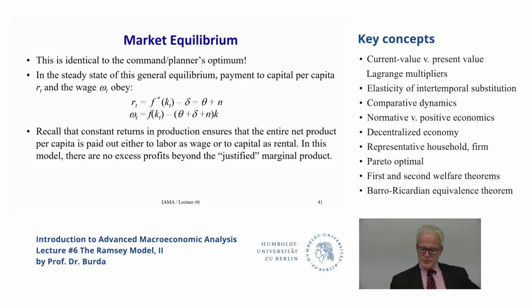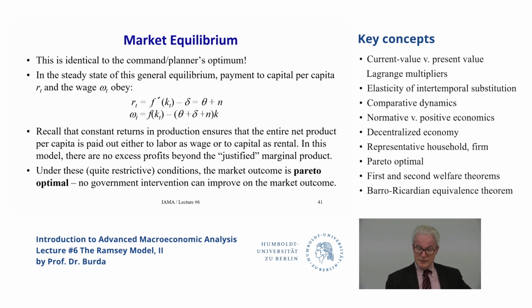So constant returns in production ensures that the net product per capita is actually paid out, and there are no excess profits beyond the marginal product. And that's just an artifact of neoclassical production. We don't have any market imperfections. All these things should be clear to you. Under these very restrictive conditions, the market outcome is Pareto optimal.